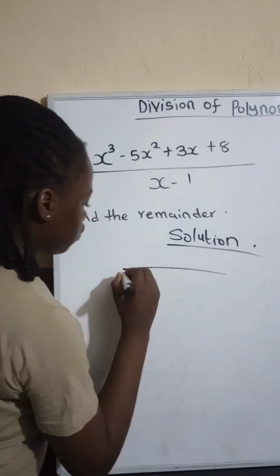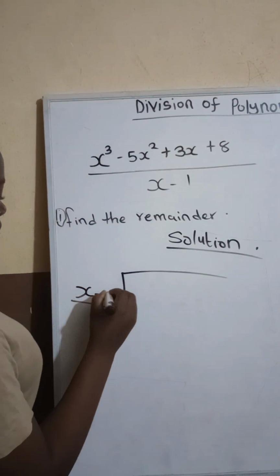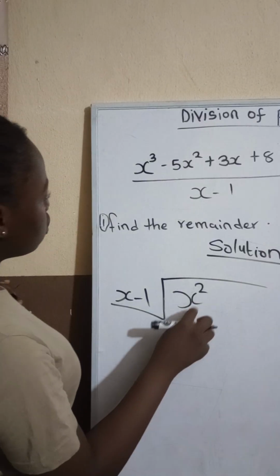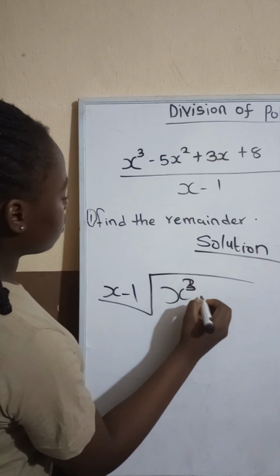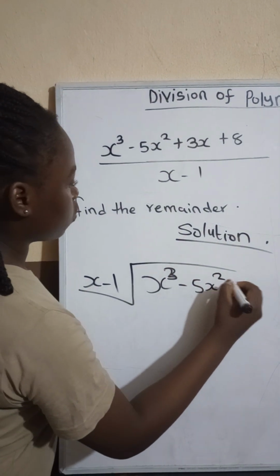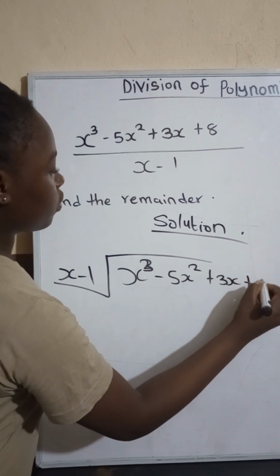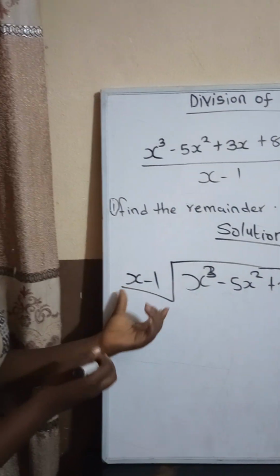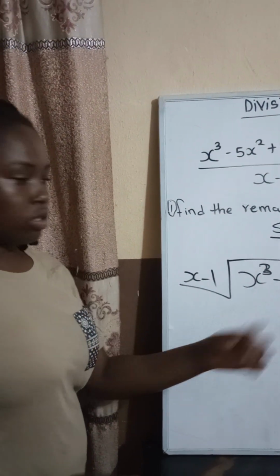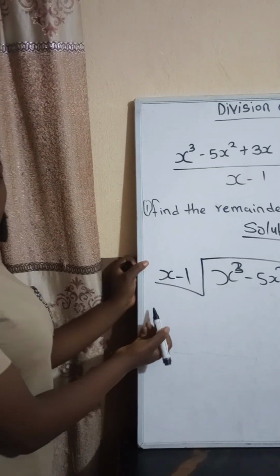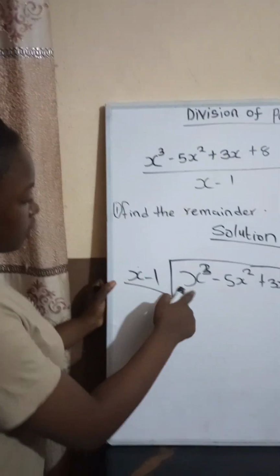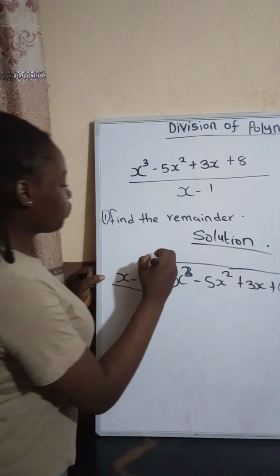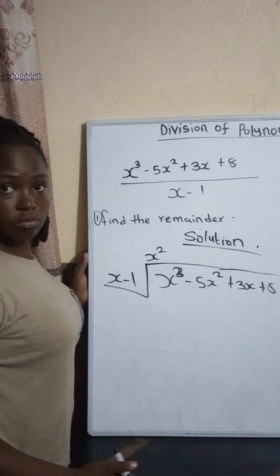So x minus 1, we then divide x raised to the power of 3 minus 5x squared plus 3x plus 8. So this is our divisor and this is our dividend. First of all, we use this x to divide this x cubed. x cubed divided by x will give you x squared.